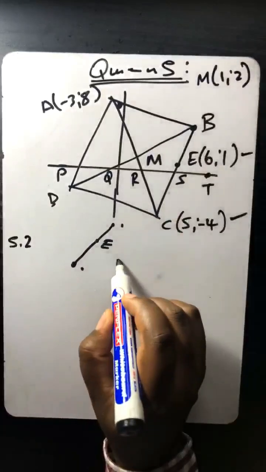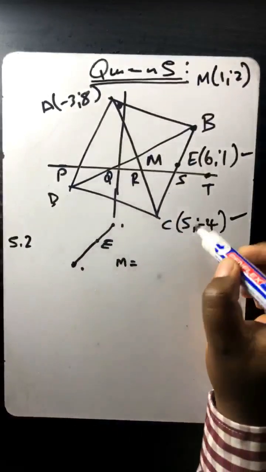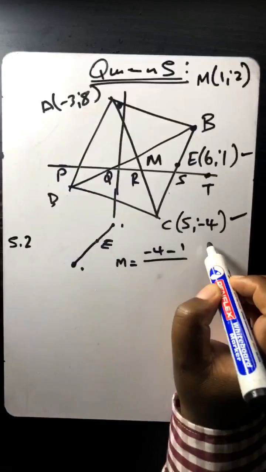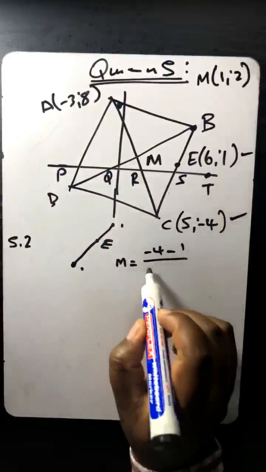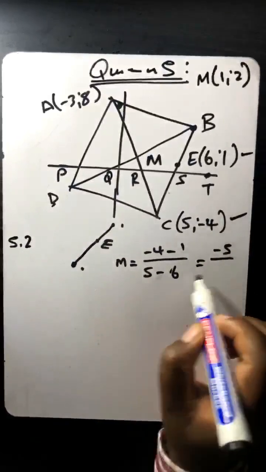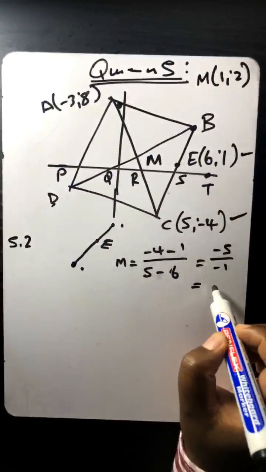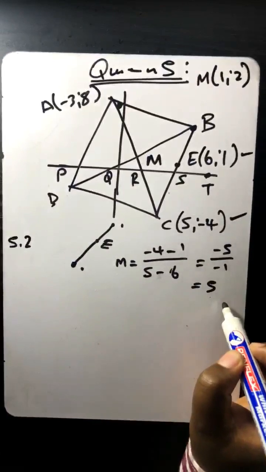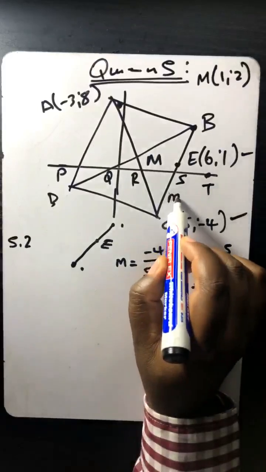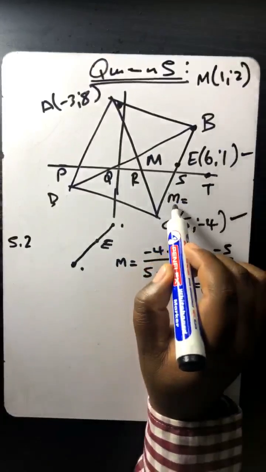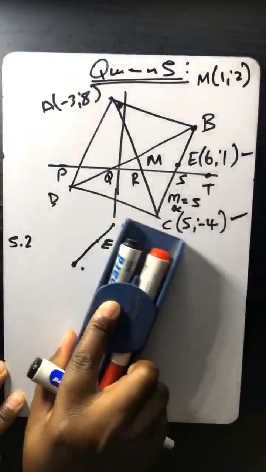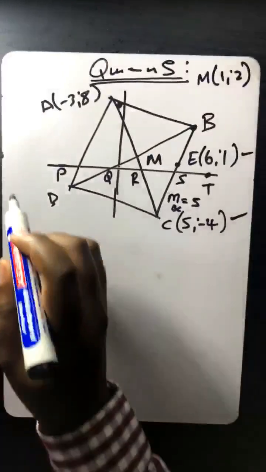So let's see. Obviously, we know the formula. Let's not waste time. What is y2? It's -4 minus y1, over x2 minus x1. What are these? Is it not -5? What is this? Is it not -1? And then now, are we not having 5? Do you guys agree with me on that one? Yes, sir. The gradient of BC is equal to 5. So can you see, they are starting nicely. Let's see where it's going to get difficult.